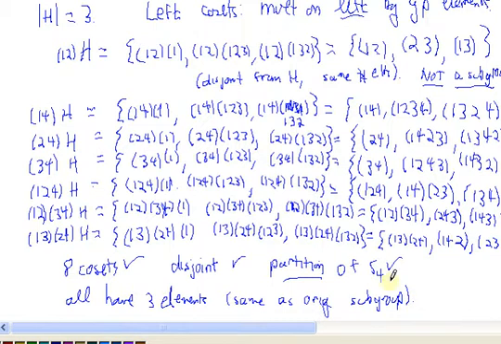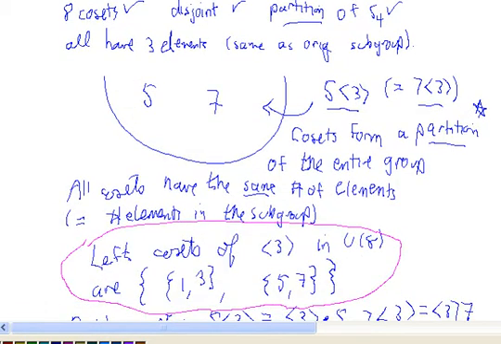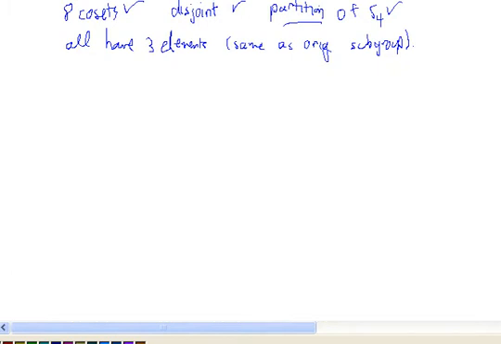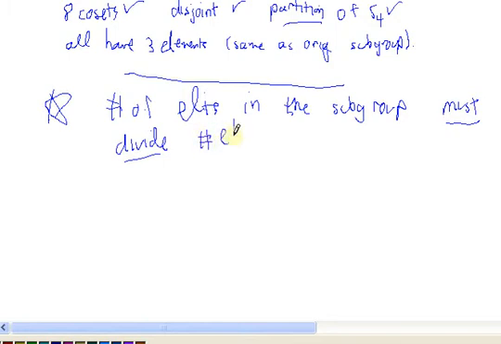Okay. So notice what we've done here. We've divided the group S4 into 8 sets. Let me get rid of this because I don't need this anymore. We've divided the group into 8 sets where each set has the same number of elements as the original subgroup. What can we conclude from that? The number of elements in the subgroup must divide the number of elements in the group, in order to make the partition work.